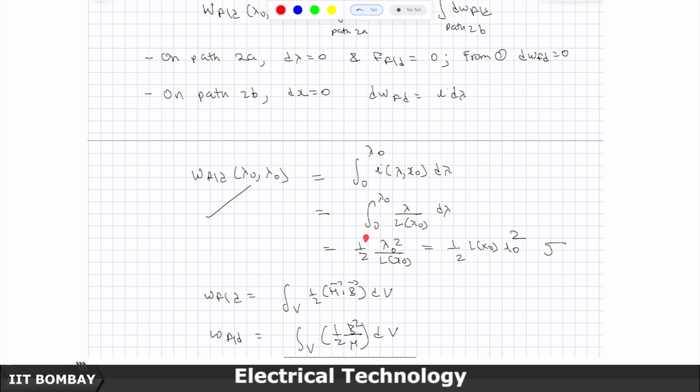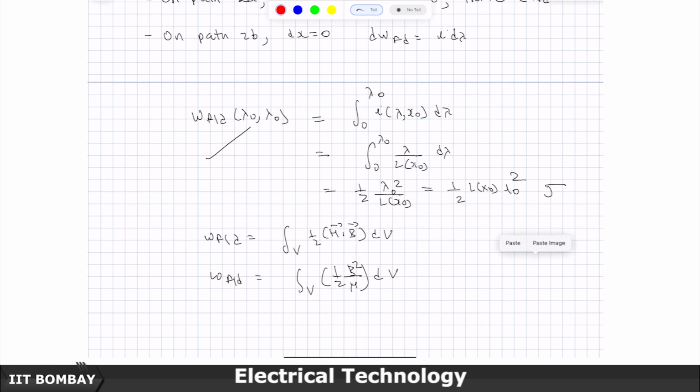I get this integral as half of lambda squared by L(x naught), but again I can instead write lambda naught as L(x naught) times I naught in this case, and therefore I get half of L(x naught) I naught squared joules. So, this is the magnetic field energy which is set up. Now, we carefully saw how it is set up. This is very important because we are going to deal with systems in which there are moving structures or parts, and therefore this aspect had to be handled carefully.